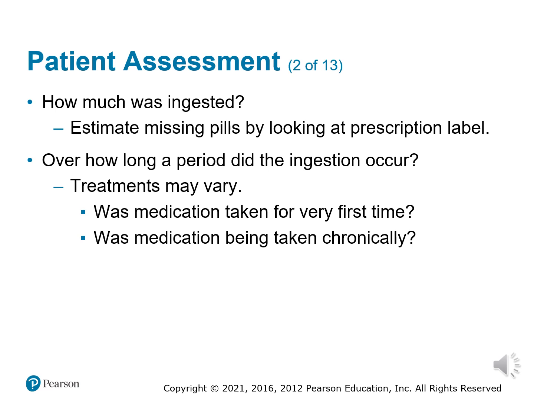You also want to ask how much was ingested. Estimate missing pills by looking at the prescription label. On the prescription label, it will always tell you the date that it was filled and how many pills should be in there. It will then also tell you how many pills should be taken per day. So if you take the day that they got it, times how many they received, and divide that out by how many they should take per day, you should know how many pills should be in there.